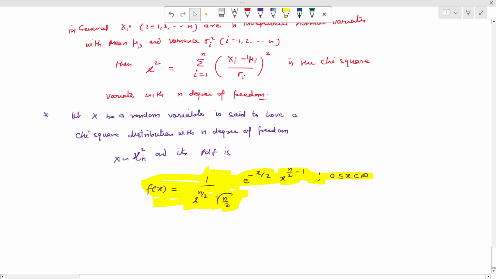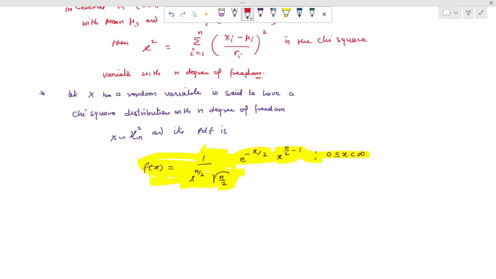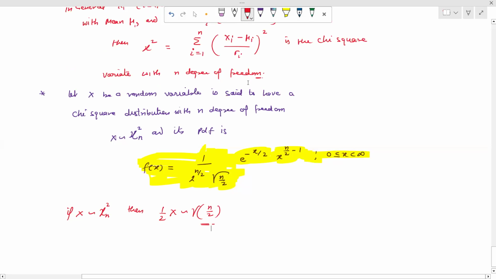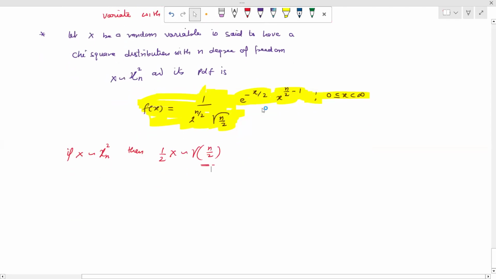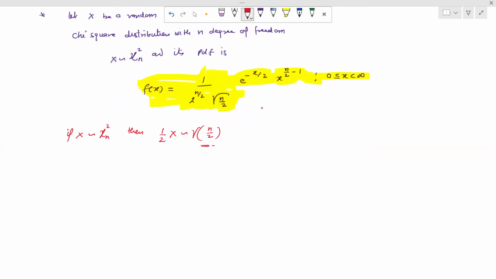Now the next thing is, if random variable X follows the chi-square distribution with n degrees of freedom, then we can write 1 by 2 X follows the gamma distribution with n by 2 degrees of freedom. Now we move to the moment generating function of this distribution. So how to calculate the moment generating function?